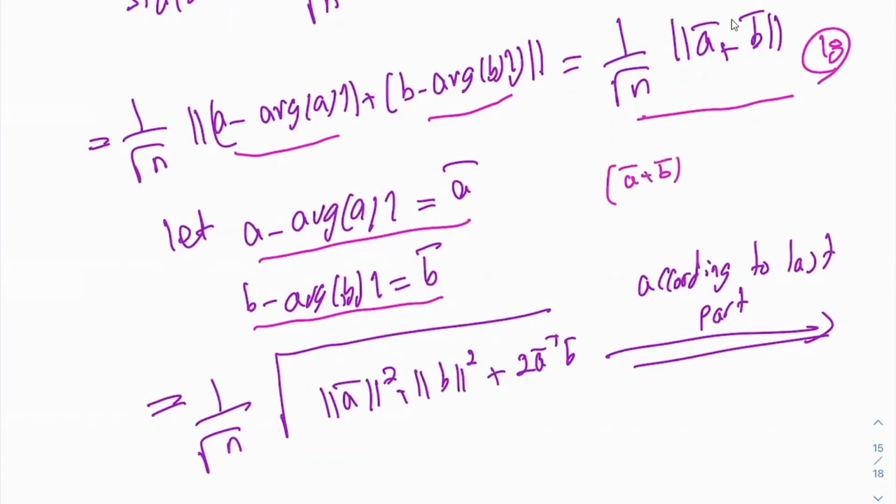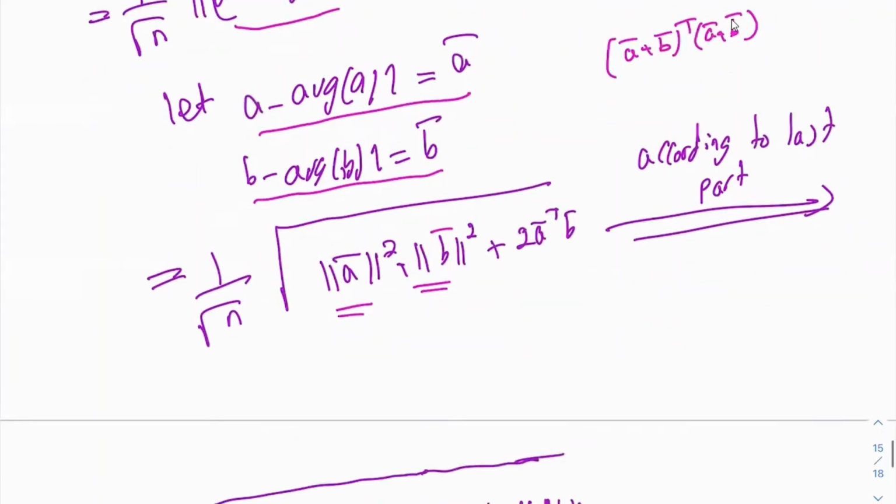A plus B transpose, A plus B bar, right? So you get A bar transpose times A bar. This is the norm of A bar squared, plus the norm of B bar squared, plus 2 A bar transpose times B bar. Good. Now, according to the last part, yes.